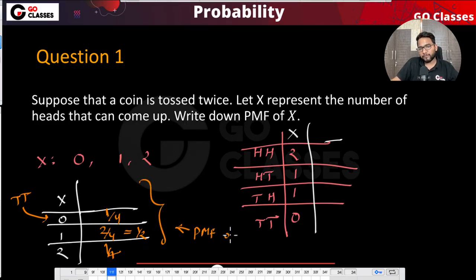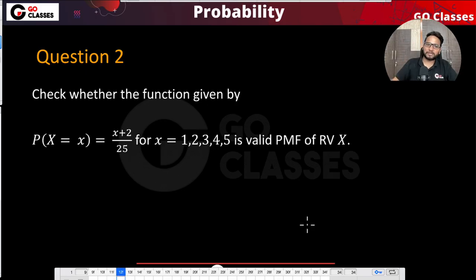What is this? This is your PMF of x. Why am I calling it PMF? Because these are all possible values of x, and you have the answer for all possible values. Answer means you have the probabilities for all possible values of x. That's why we are calling it PMF, probability mass function.